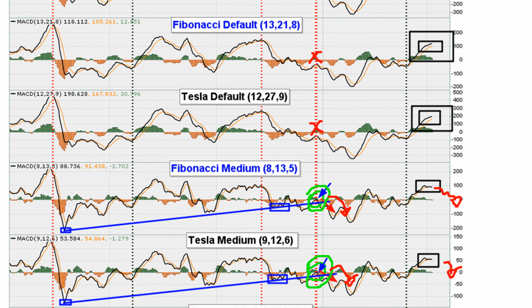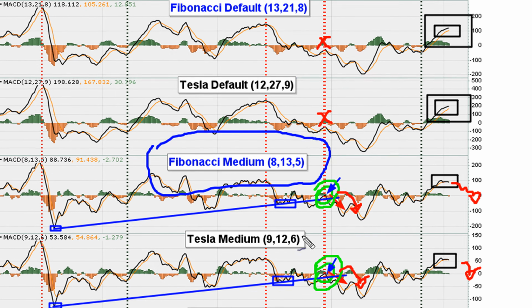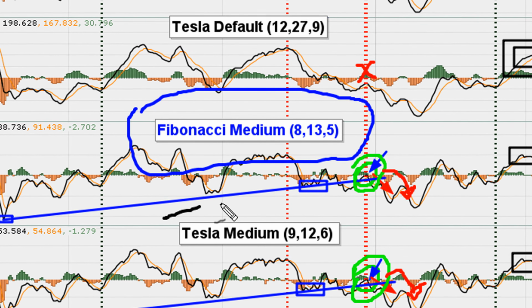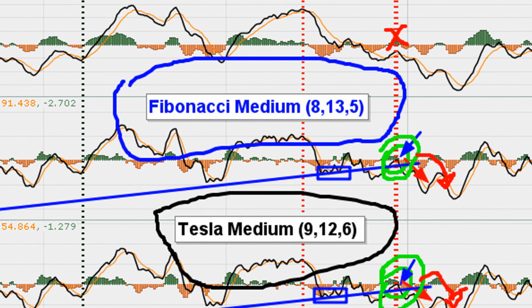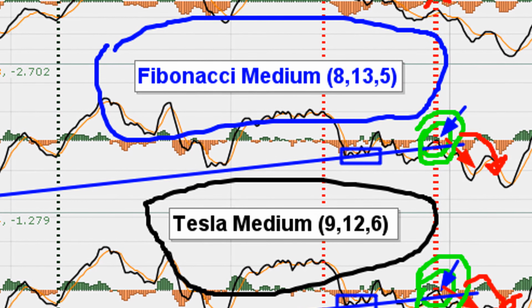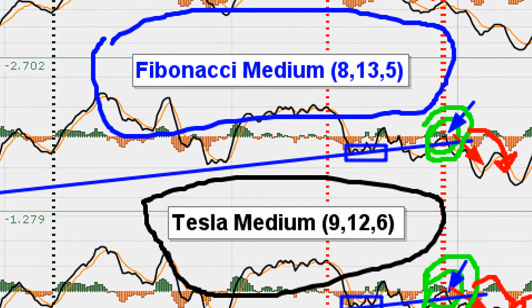I have to say these medium-term settings, either of the Fibonacci sequence numbers or based on Tesla's genius, they seem to be a more effective MACD setting that can be used for day trading or trading cryptos, Forex, currencies, commodities, or stocks.